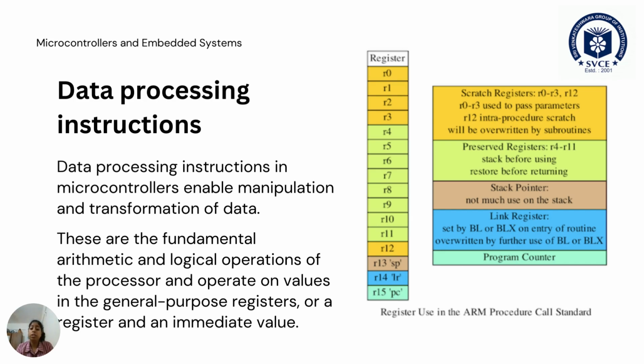Registers used in the ARM processor core: R0 to R3, and including R12, are called scratch registers. R0 to R3 are used to pass parameters. R12 is an intra-procedure scratch that will be overwritten by subroutines. R4 to R11 are preserved registers. They are stacked before using and restored before returning. R13 is the stack pointer. R14 is called a link register, and R15 is a program counter, which will point towards the next instruction that is supposed to be executed.